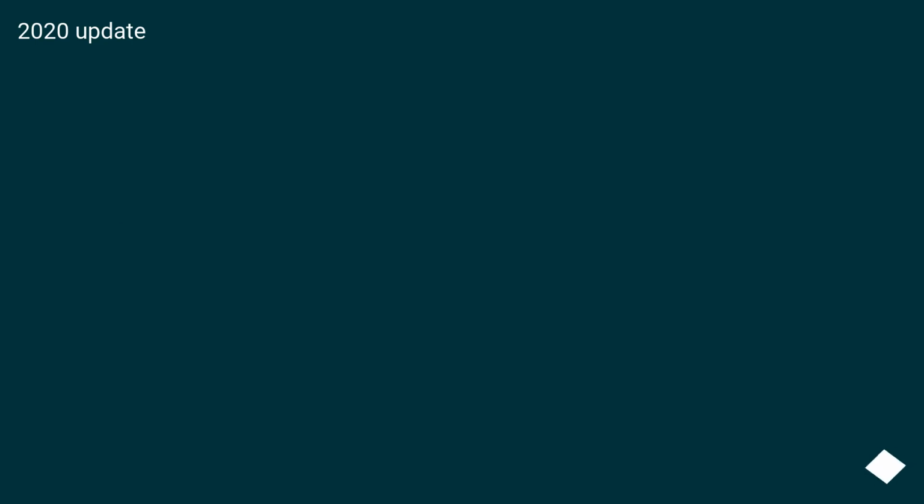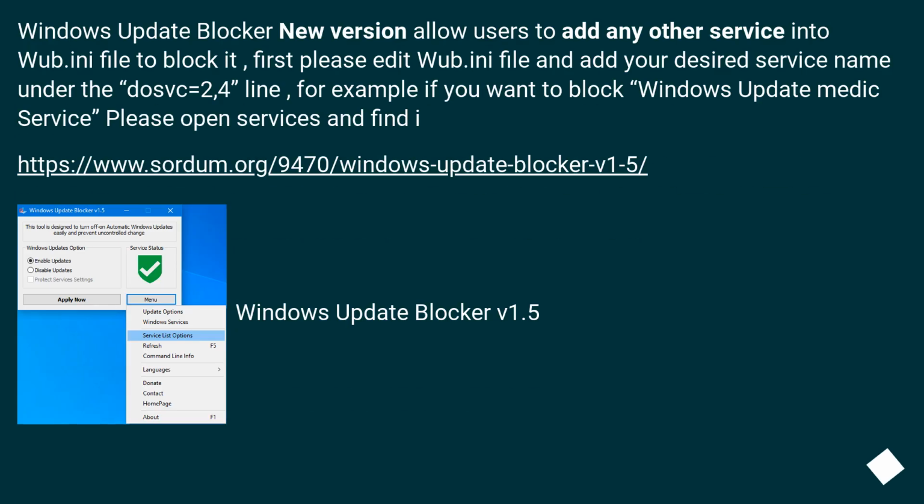2020 update. The new version of Windows Update Blocker allows users to add any other service into the wub.ini file to block it. First, please edit the wub.ini file and add your desired service name under the dosvc=2 line. For example, if you want to block the Windows Update Medic service, please open Services and find its name.